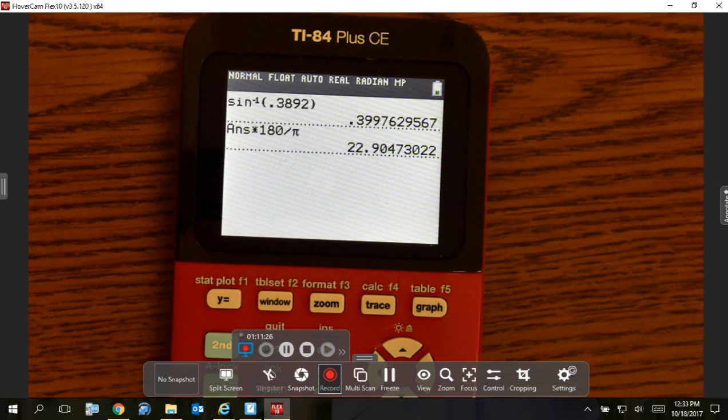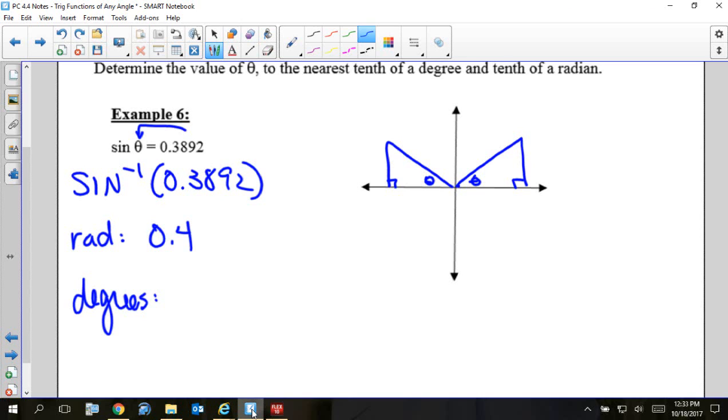22.9 degrees, approximately 22.9 degrees. So that would be our first quadrant answer. That one right there. And we also have to find our second quadrant answer. You would need to know the reference angle to be able to find this one. The green one, you need to know the reference angle.